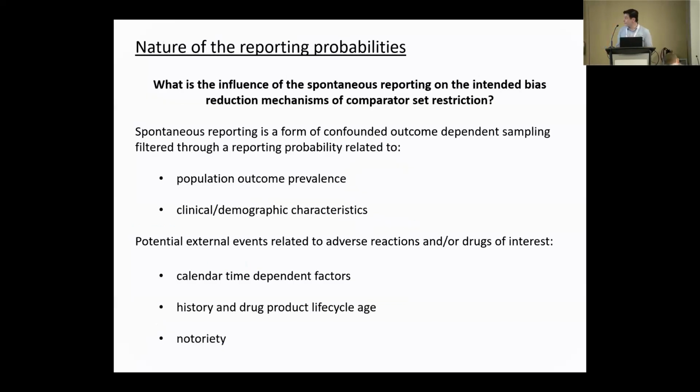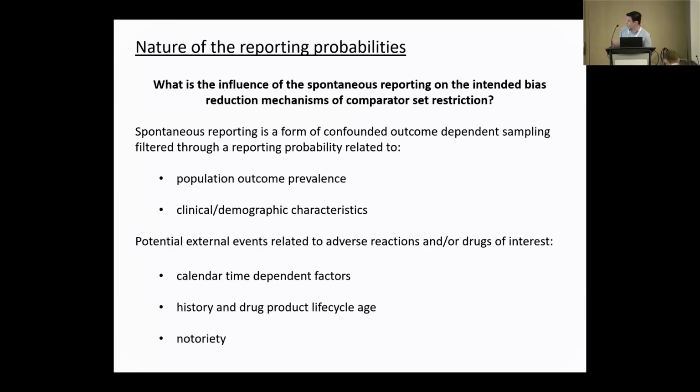Okay, so the major question I'm asking today is, what is the influence of spontaneous reporting on the intended bias reduction mechanisms of comparator set restriction? On the first slide, I showed you this very biased DAG without sufficient information to recover consistent estimates. The question is, how does confounded outcome-dependent sampling filter through a reporting probability and end up altering that confounded relationship? And will it preserve the bias reduction mechanisms intended by these study designs?